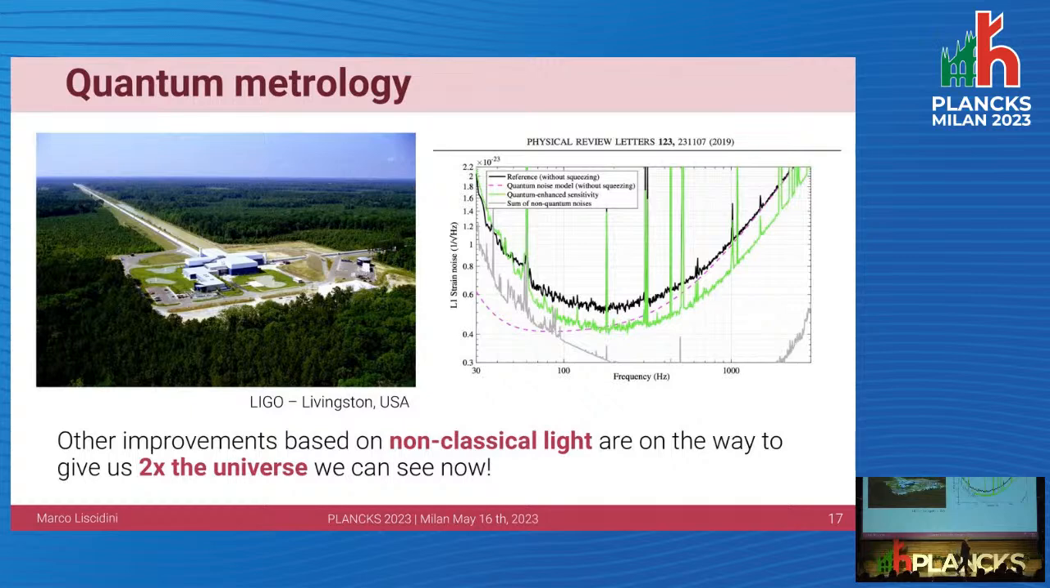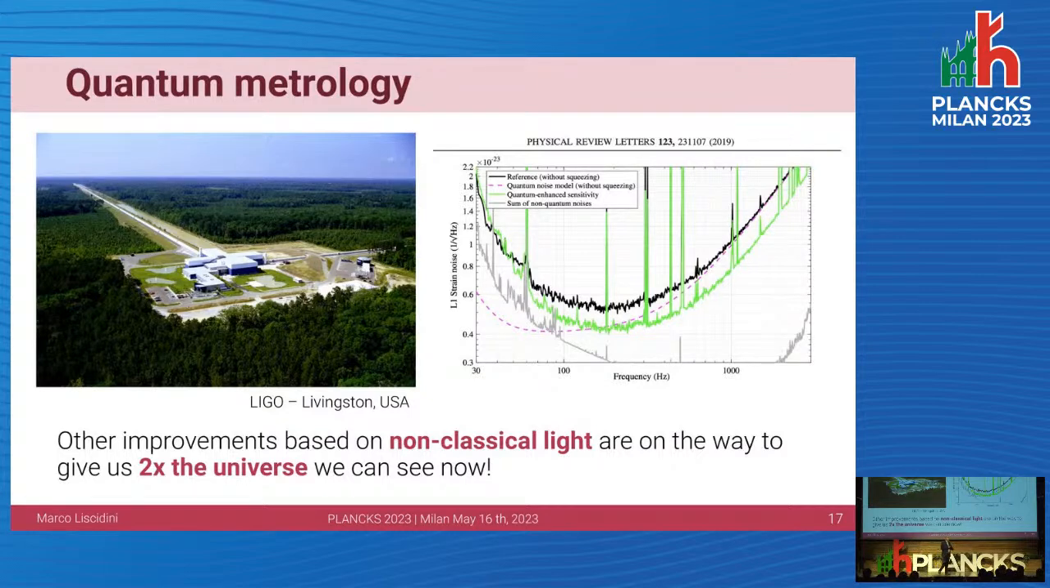Now, 5 days ago, I was in California at a conference. They discussed also about that, and they made an announcement. They are going to improve the kind of non-classical light that they're going to put in LIGO to lower the noise even more and give us twice the universe we know now. Because they will lower the noise level so much that we will be able to explore twice the events that are now detectable using an interferometer.